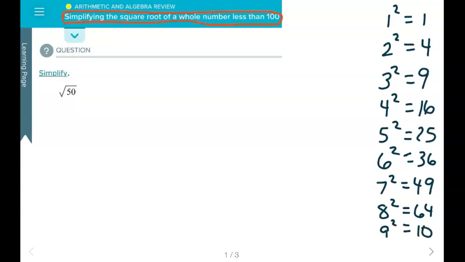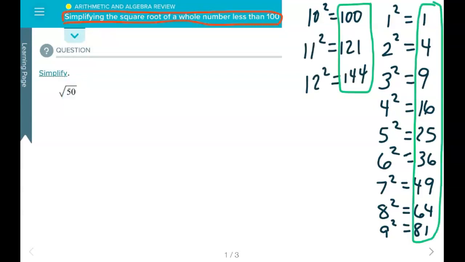So 81 is a perfect square, and 100 is a perfect square. 121 is a perfect square, and 12 squared, 144, is a perfect square. So these are all perfect squares. If I were you, I'd make a list and try to memorize those perfect squares.